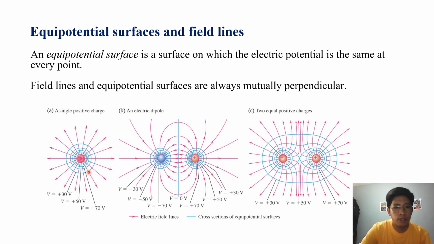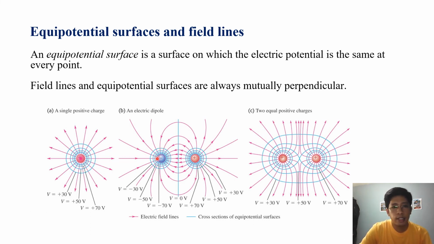For example, this surface here has a potential of plus 30 volts. And as we've said earlier, as you move inward toward your charge, your potential increases. So from 30, as you move inwards, you have 50 volts. As you move further in, you have 70 volts.